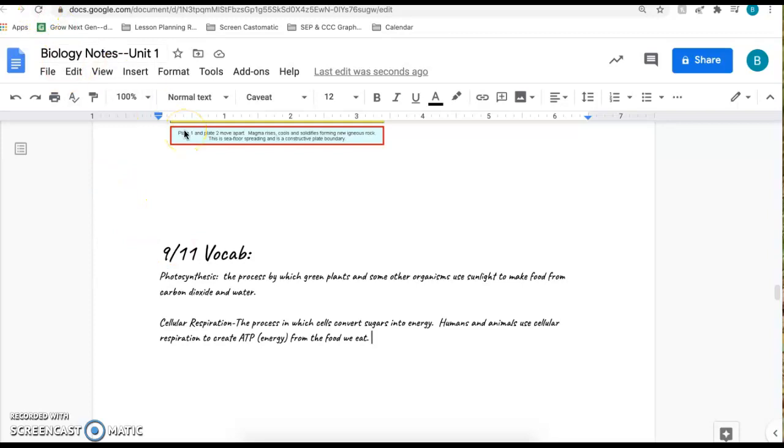So those are your two vocab for Friday. I'm going to also walk through your learning targets in the next video. So make sure you look for the learning target video on Schoology as well.